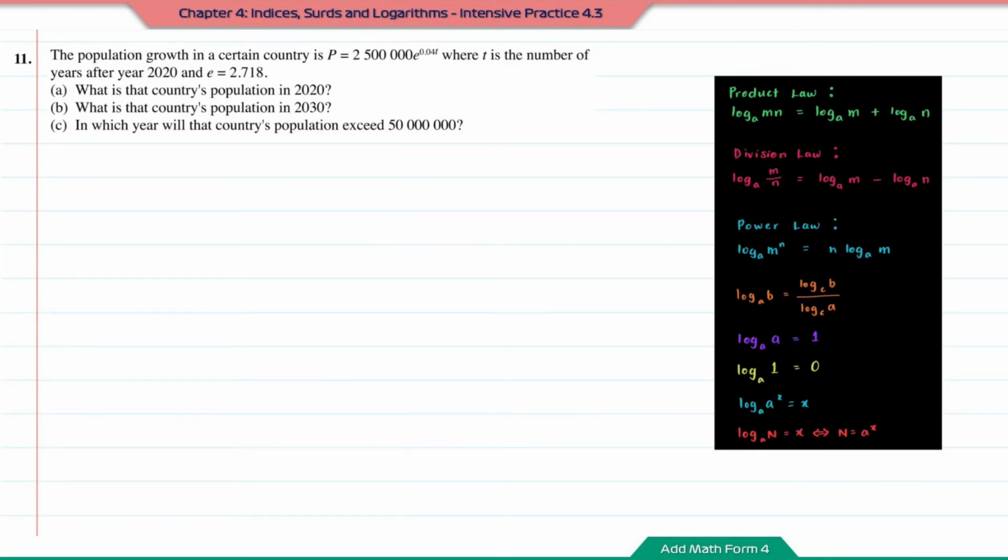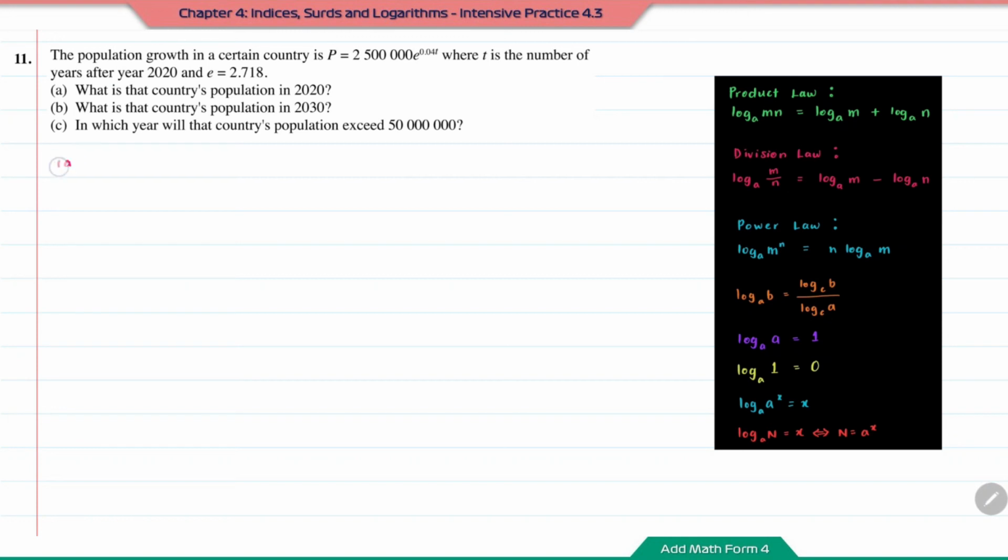Question 11. The population's growth in a certain country is P equal to 2.5 million e to the power of 0.04 t, where t is the number of years after year 2020 and e equal to 2.718. Question A. What is the country population in 2020? So 2020 is the current year. So the number of years after 2020 is equal to 0.